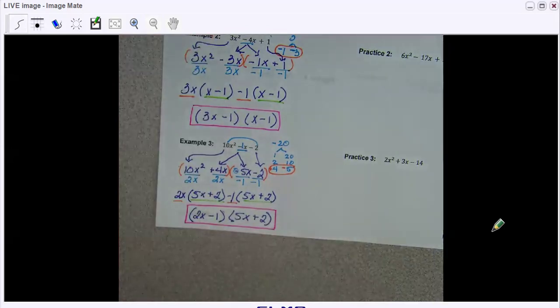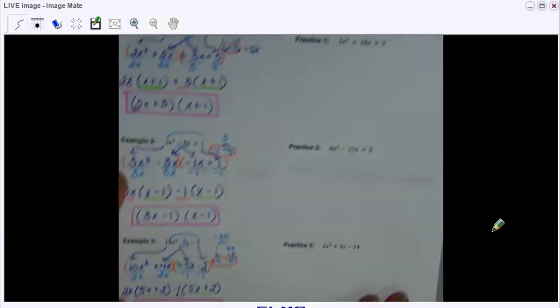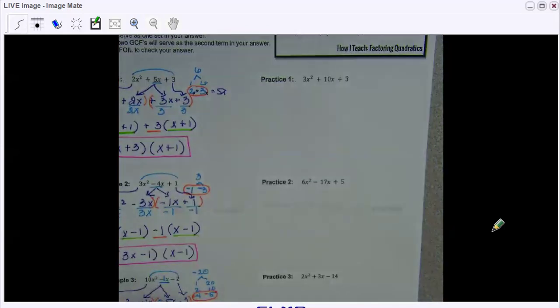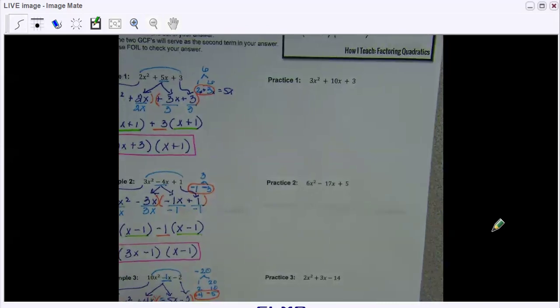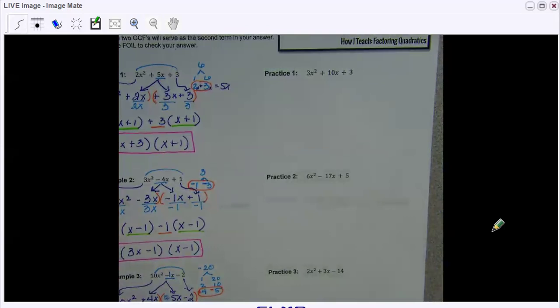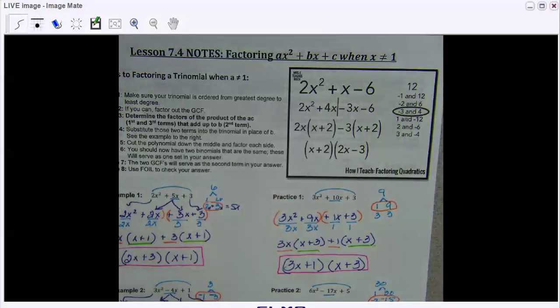So what I would like for you to do is work with your partner on the practice problems on the right, and then we'll check them. I'm going to pause the video, and when we come back, you will see the answers on the screen. Okay, so go ahead and check practice 1.